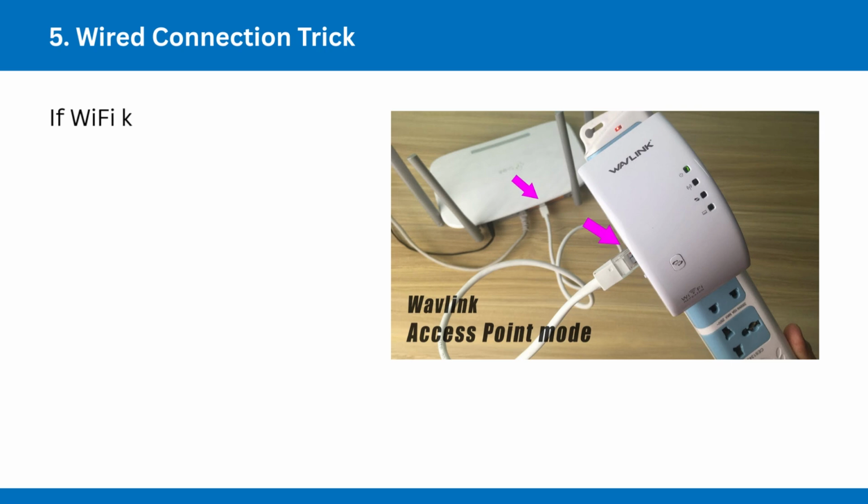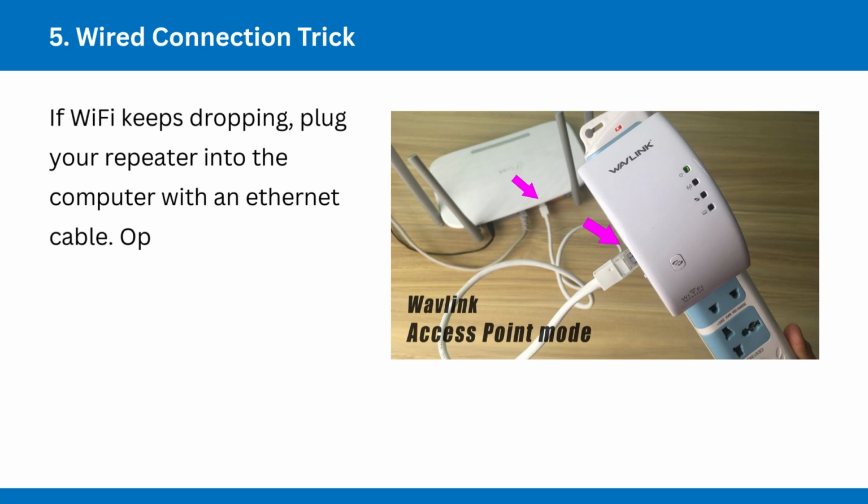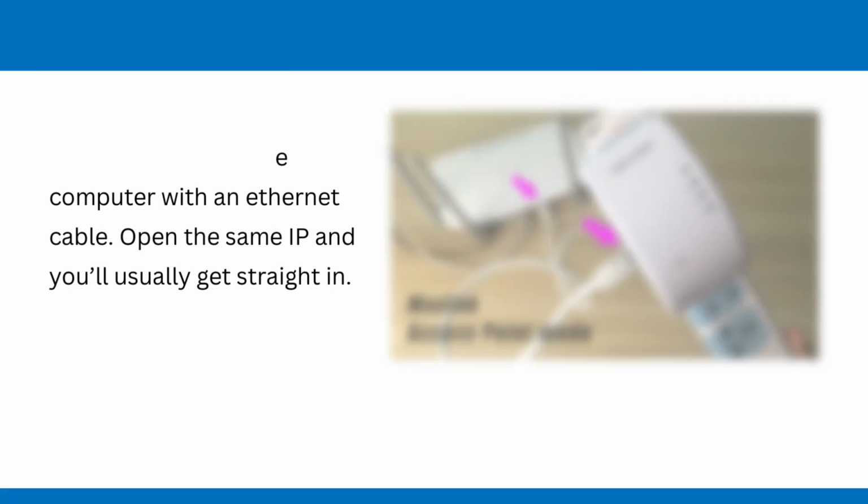5. Wired connection trick. If Wi-Fi keeps dropping, plug your repeater into the computer with an Ethernet cable. Open the same IP and you'll usually get straight in.